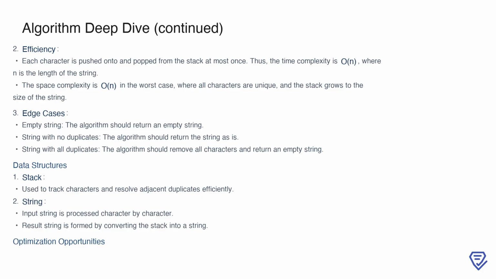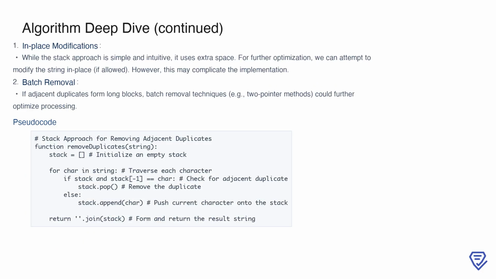The input string is processed character by character, and the result string is formed by converting the stack back into a string. While this approach is already efficient, there are opportunities for further optimization. One potential optimization is to modify the string in place instead of using a stack. This could save additional space, but it might make the implementation more complex. Another idea is to use batch removal techniques for cases where adjacent duplicates form long blocks. For example, a two-pointer method could be used to efficiently remove such blocks in a single pass.